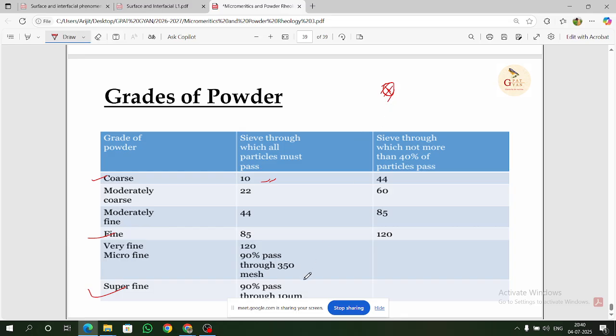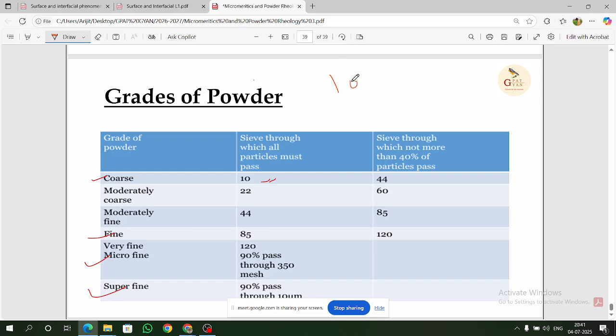So that is the thing. 90% pass through 10 micrometer, that is super fine. Those are the mesh sizes, and accordingly you have to remember the grade of powder. Coarse powder means that can pass through number 10 sieve. All the coarse powder can pass, so you can remember it that way. Have you understood these things or not? Maybe those who have not attended the previous classes have some kind of problem, but that's why I asked you different times. One basic thing I'm asking, then I think that will be properly understandable.